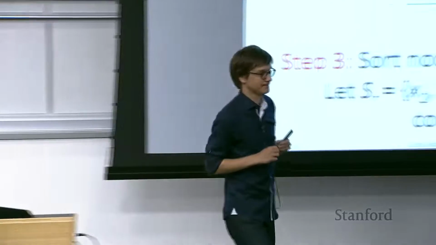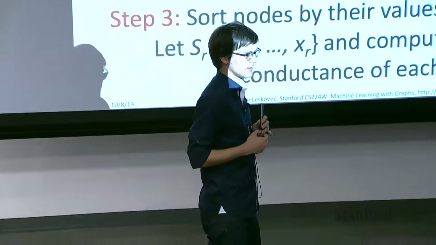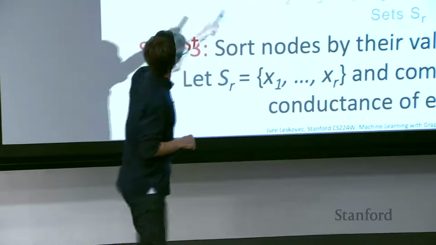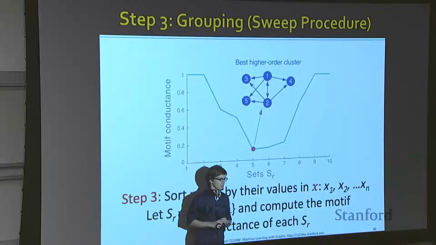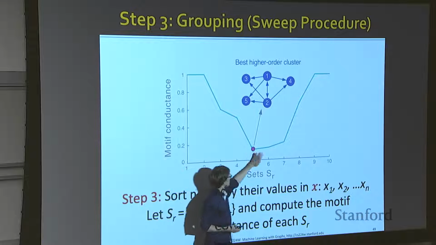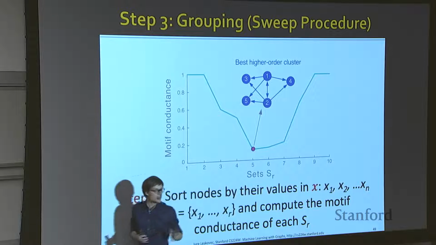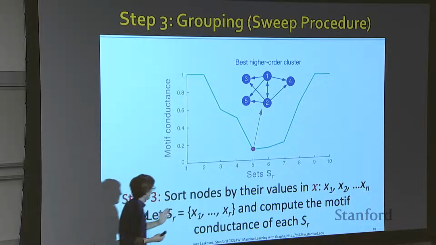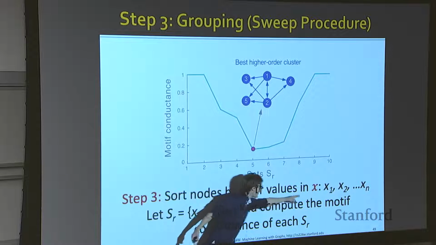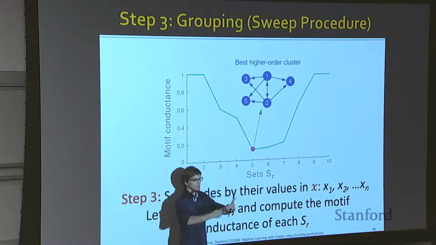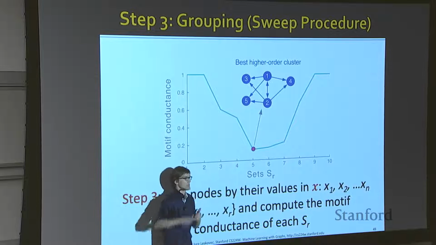Yes, go ahead. So this function of conductance looks like it's convex. Is it always the case? So it looks like it's convex, but usually it's not convex. So you need some heuristic to decide where to stop. It just says if you sort the nodes by the value in the second eigenvector and you take the first r nodes, what's the conductance of the first r versus the rest?